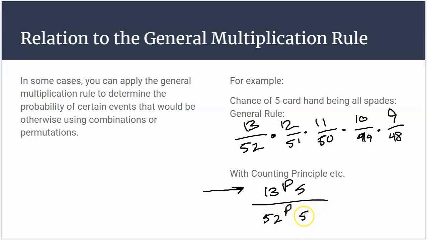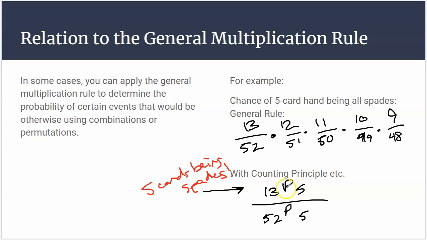So, just as a little review, please answer the following question. Okay, hopefully you got a bit out of that. The top refers to 5 cards being spades. So remember, our event space is limited to our 13 spade cards, okay? And I'm picking 5, and hopefully they're all spades. So that's why the top is represented with our permutation, counting principle, whatever you want to call it.